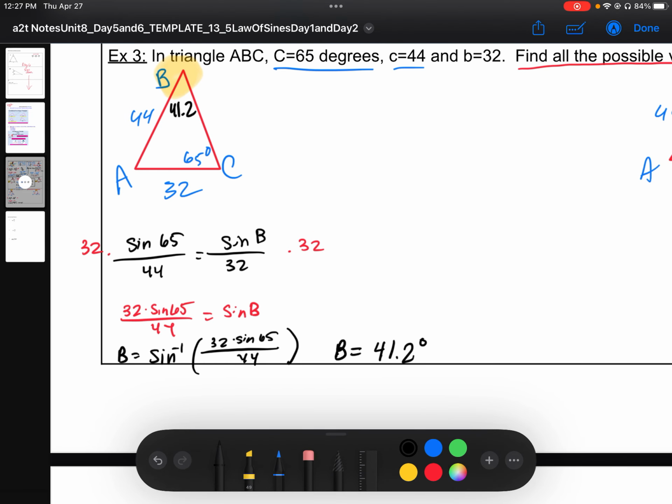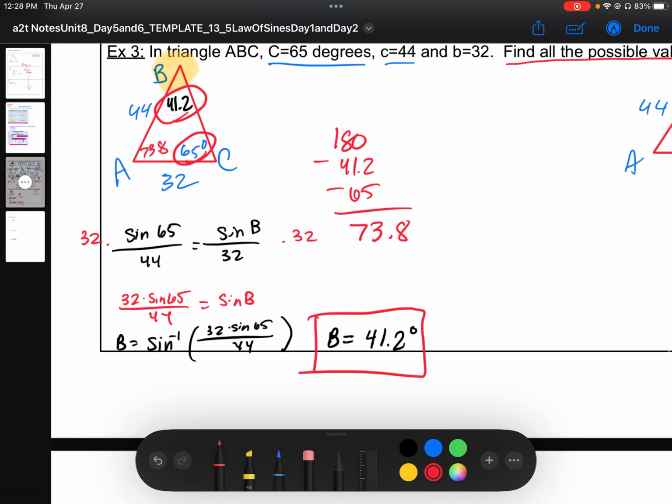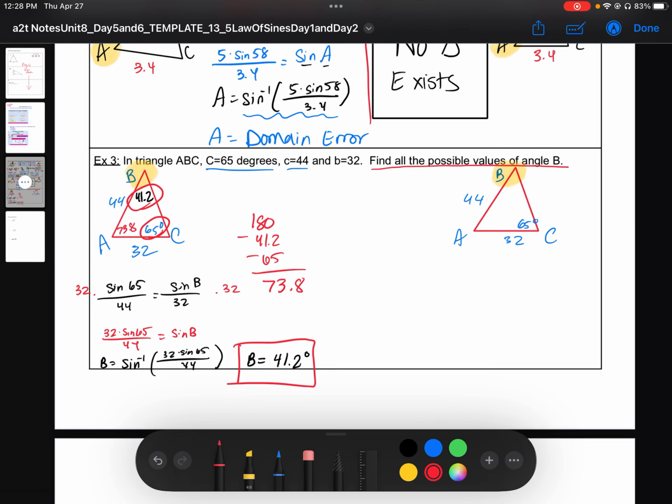Okay, so 41.2, let's make sure that's possible. These two angles cannot sum to more than 180 together. If they did, I would have to throw it out, okay? But that's not the case, because 180 minus 41.2 minus 65 gives me 73.8. Angle A could be 73.8. This triangle can close. So one of the potential angles for angle B could be 41.2.